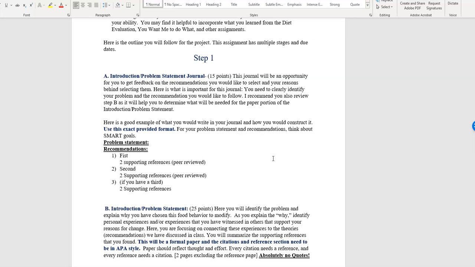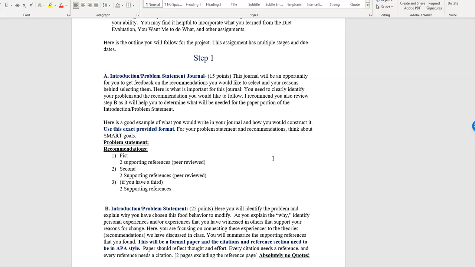Your problem statement could be, I want to add lean mass to my body. Now you might be thinking, well, that doesn't sound like a problem. Using the word quote unquote problem is kind of a trick. Problem statement is basically a thesis statement. And so whatever your statement is, make it very clear. Think about those of you who have been introduced to SMART goals. SMART goals are specific, measurable, attainable, and they are time sensitive. And so you want to be thinking about when you make your problem statement and you come up with your recommendations that they are measurable.